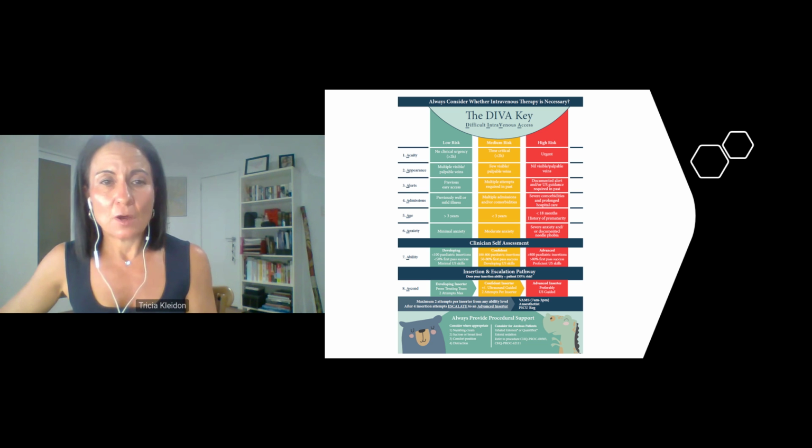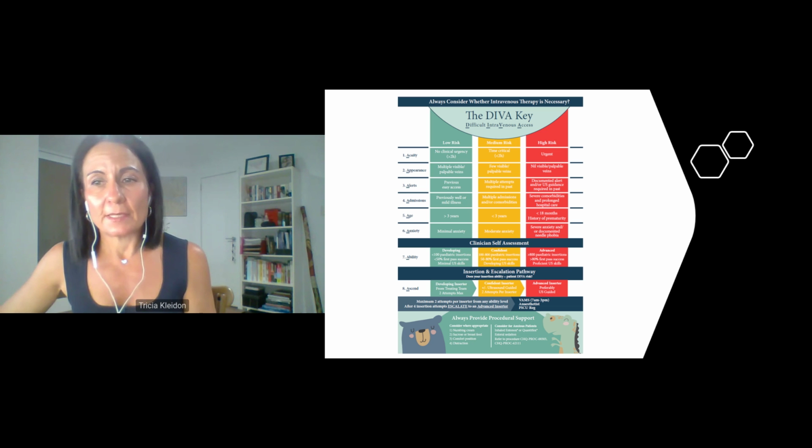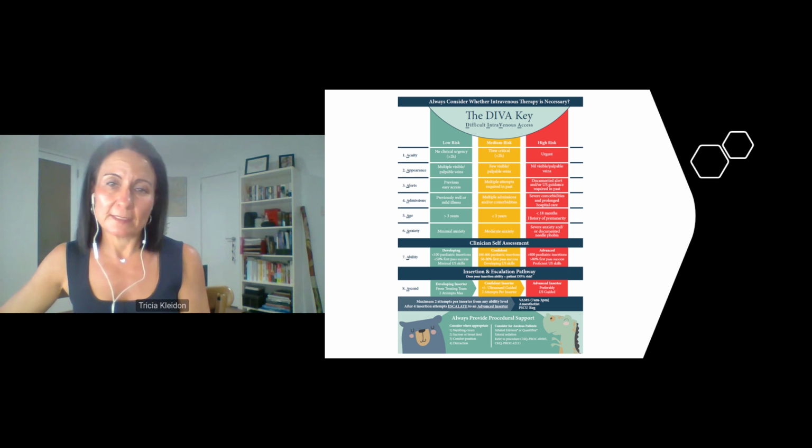At the same time, the clinician has a level of self-assessment so that they rate themselves as a green, yellow or red inserter. Ideally, the red inserter, the most advanced or experienced inserter, will always have the first attempt on that high-risk patient. But obviously, with the various healthcare services, that may not always be possible in all healthcare facilities.